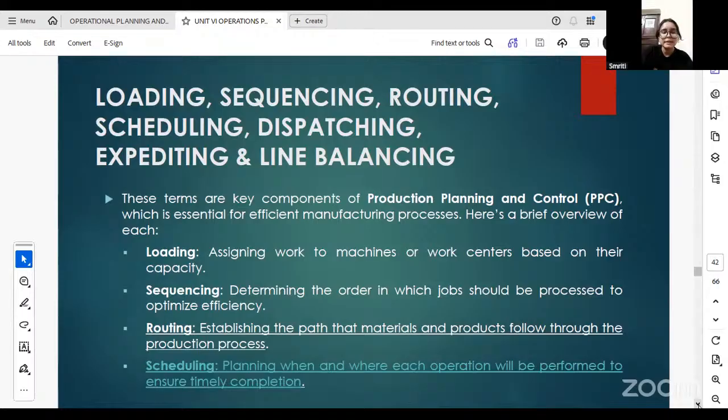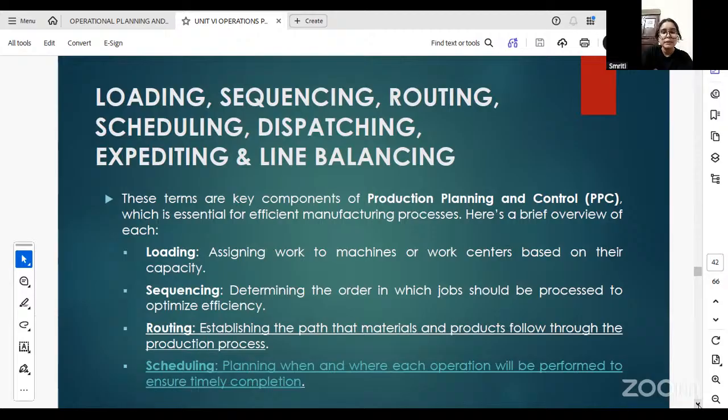Loading, sequencing, routing, scheduling, dispatching, expediting, and line balancing. These terms are key components of production planning and control (PPC), which is essential for efficient manufacturing processes. Here's a brief overview of each. Loading: assigning work to machines or work centers based on their capacity.